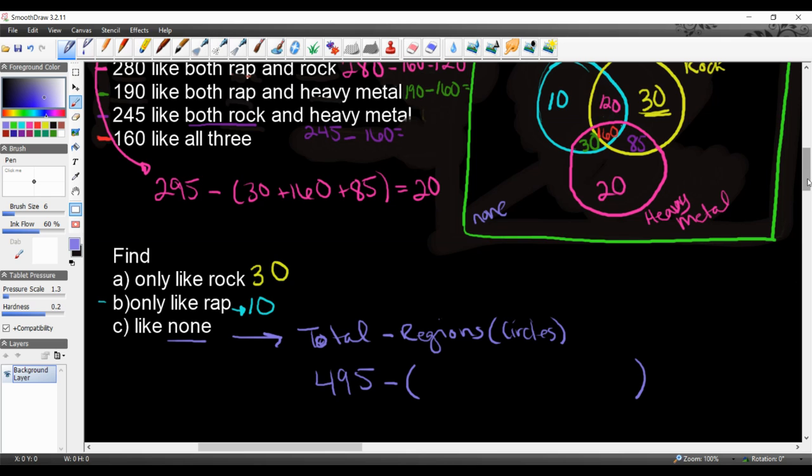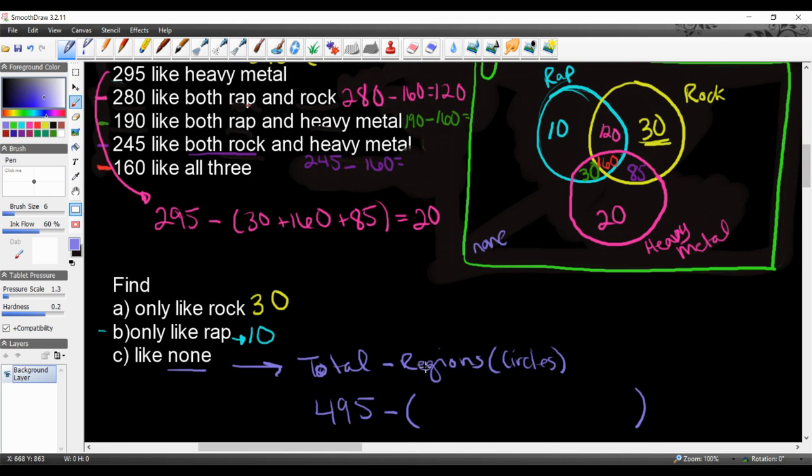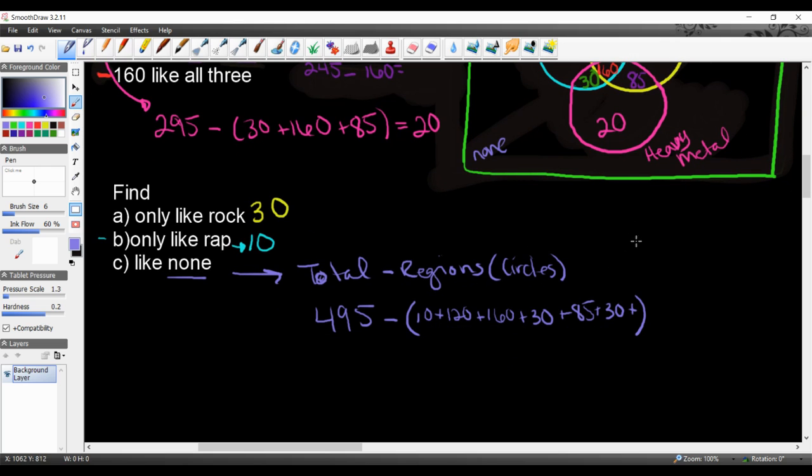So we have to add up all these regions. So let's go ahead and do that. We have 10 plus 120 plus 160 plus 30 plus 85 plus 30. I'm out of space. Plus 20. Let me erase that so I can put some space here. So pretty much what I'm doing is I'm just adding up all the numbers. So let's do that real quick.